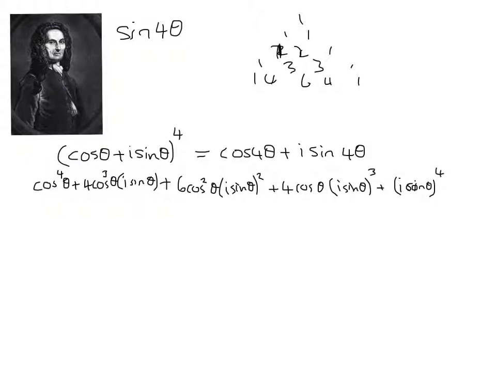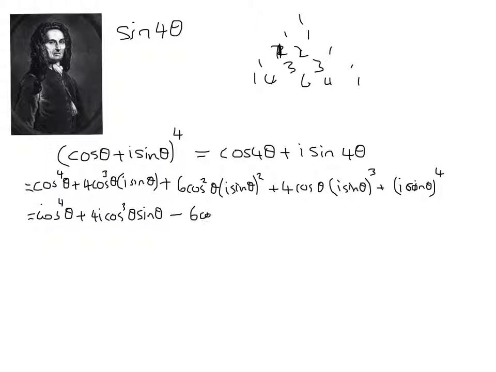Now that is the binomial expansion of this, so that must equal cos 4 theta plus i sine 4 theta. Still probably you're thinking, so what? But anyway, let's just go with this. Let's tidy it up a bit. Cos 4 theta plus 4i cos cubed theta sine theta plus, now what have I got here? Actually, I'm not sure I've got a plus because I've got this i squared. So i squared, that's minus 1. So actually I've got a minus there.